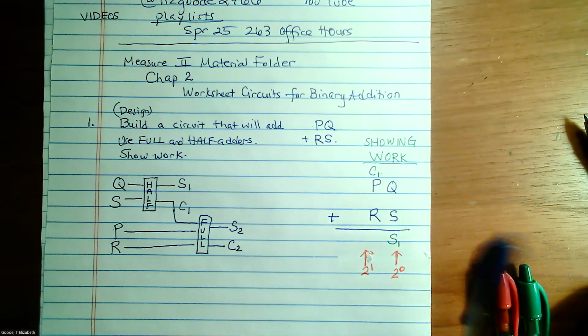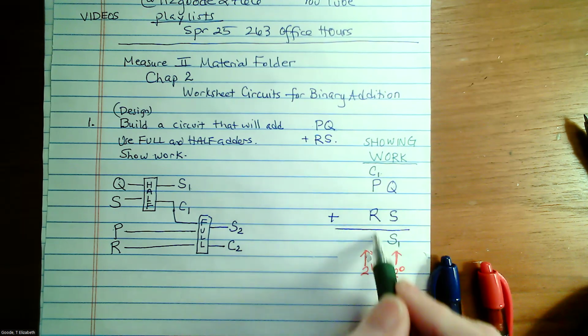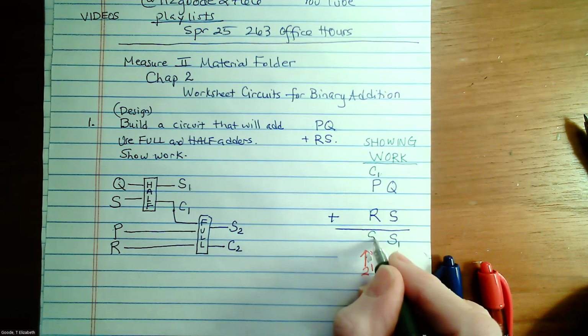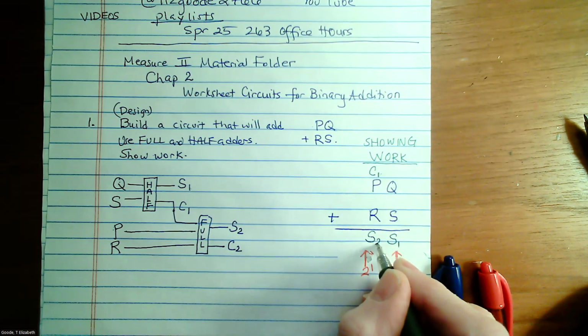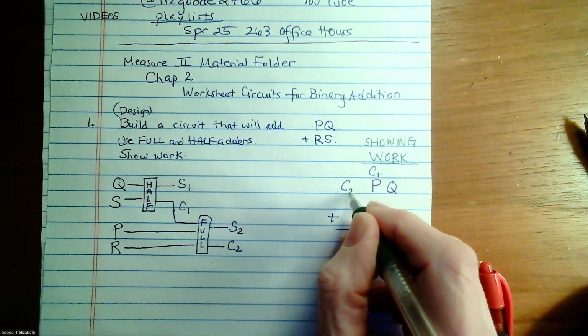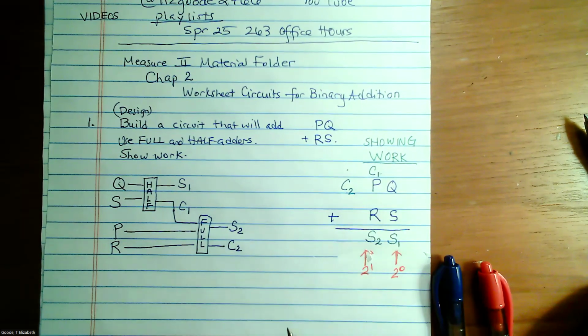Well, sum 2 is going to stay in the column with the digits that generated it. And there aren't any more digits there, so it is the final digit in the 2 to the 1's column. Carry 2 is one column to the left. And you could put it here or here or here. I'm just putting it here.